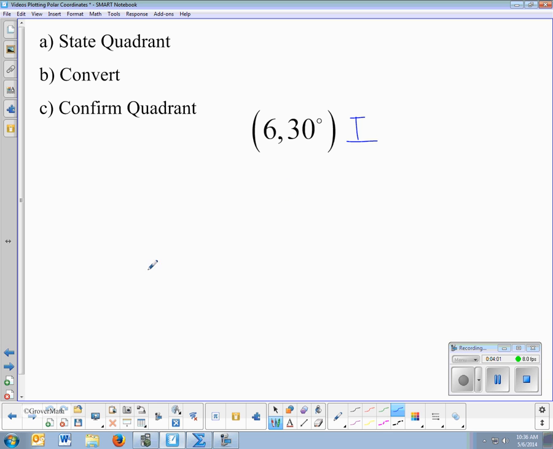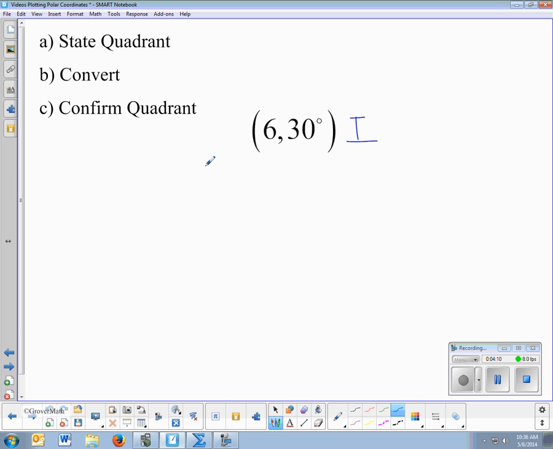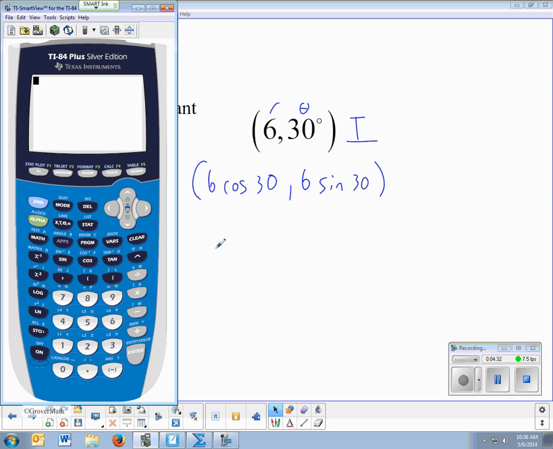And the conversion process is going to use these two formulas we just created. X equals r cos theta, y equals r sine theta. So we're going to change this to 6 cos 30, because that's your r cos theta. Remember, this is r and theta. And 6 sine 30. Okay, and so I want to type these in one at a time. So if I type in 6 cos 30, I end up with a decimal that is really not very recognizable.